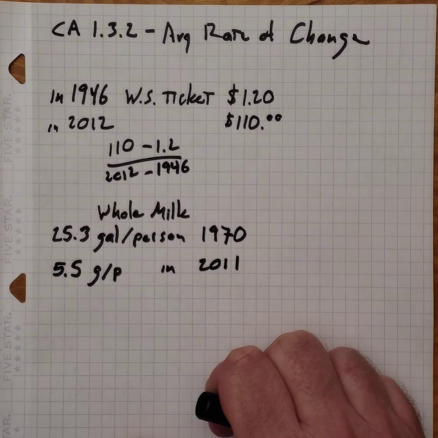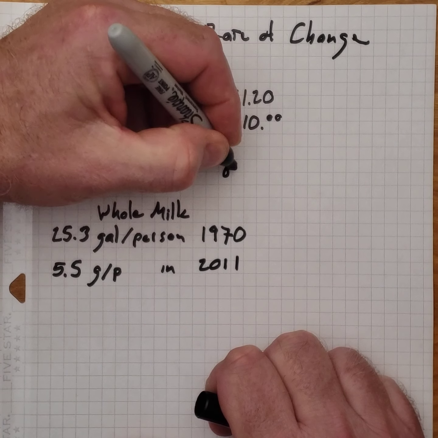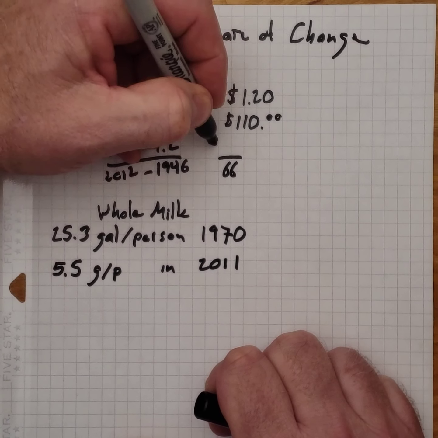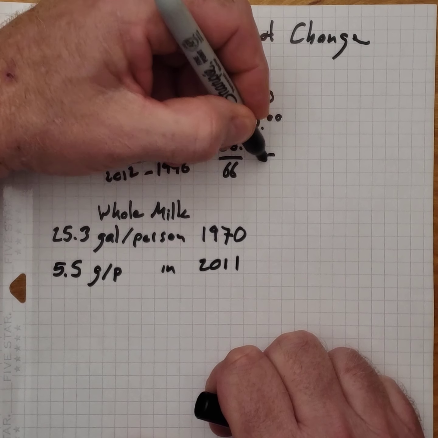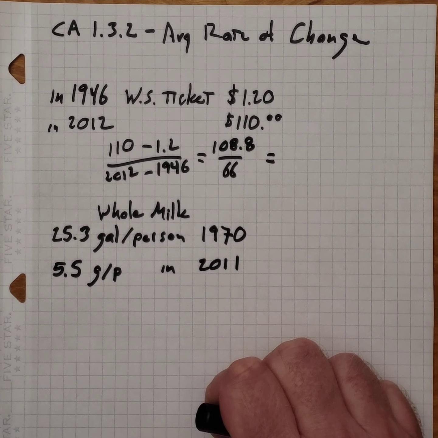1946. And I can maybe do some of this in my head. That 46, that's going to be 54 years, 64, 66 years. And 110 minus 1.2 is 108.8. So what this means is that the price went up $108.80 over a period of 66 years.